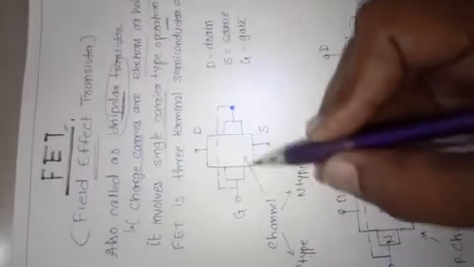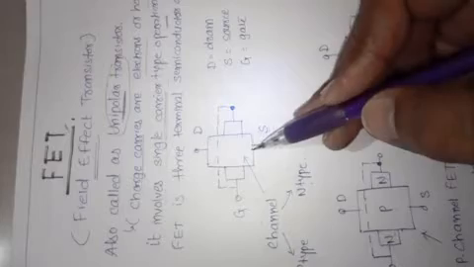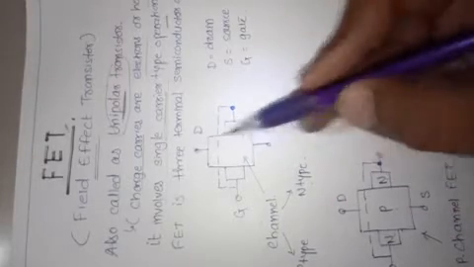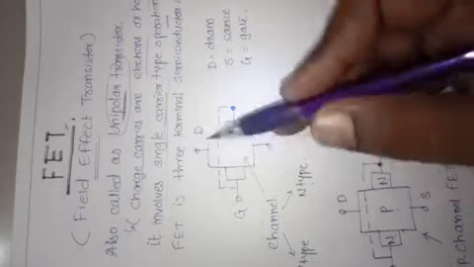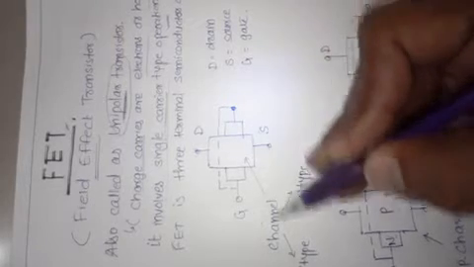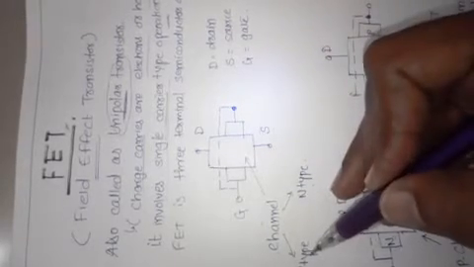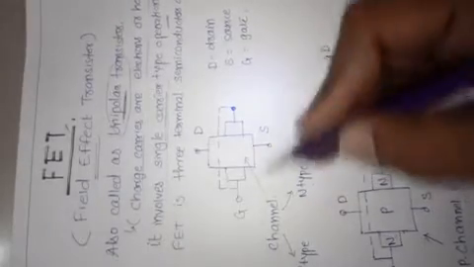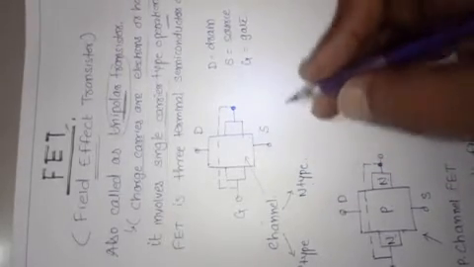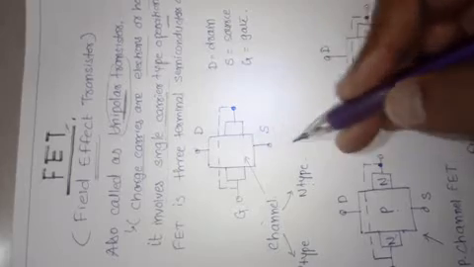Now we see the construction. There are three terminals: drain, source and gate. In between the drain and source there is a channel. It is called either p type or n type. Now these are the symbols or constructions like that.